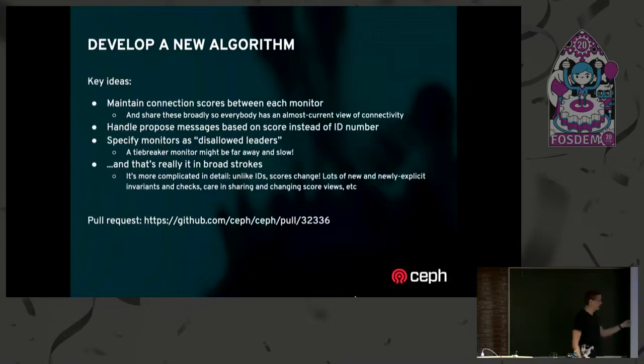We can also specify that monitors are disallowed. So if you have 2 data centers that are close to each other and a tiebreaker monitor far away, you don't really want everything to have to go out to the tiebreaker monitor, who might be hundreds of milliseconds away. So we say he's disallowed. His only job is to pick one data center to win. And there's a lot of nuance to that, but that's basically the idea. There's a pull request up for this now.